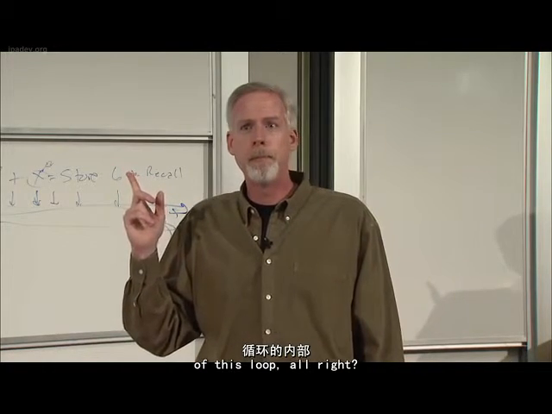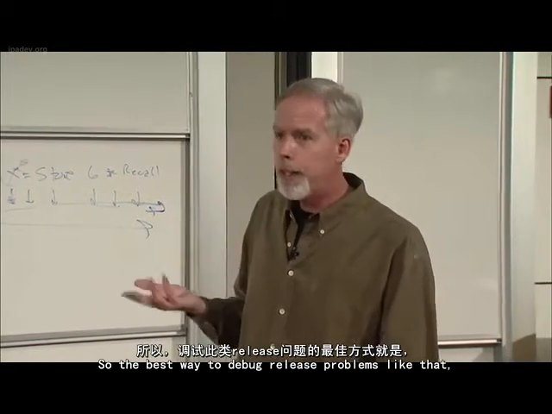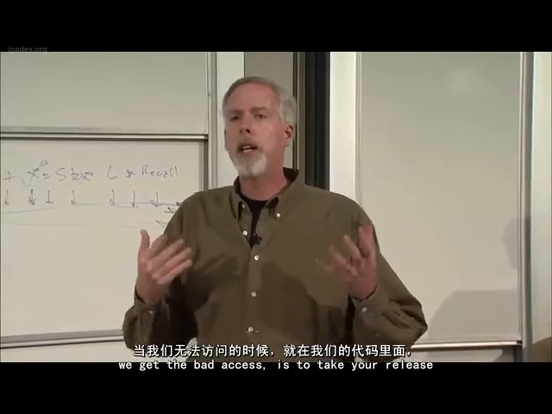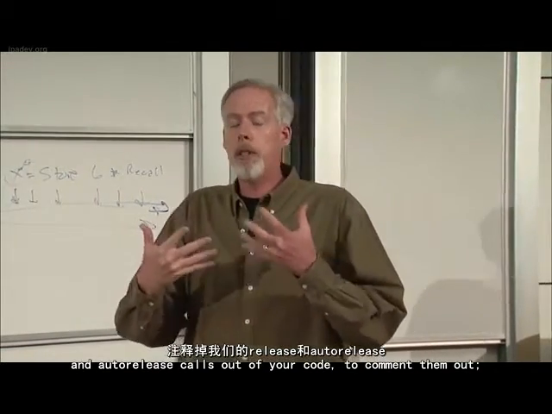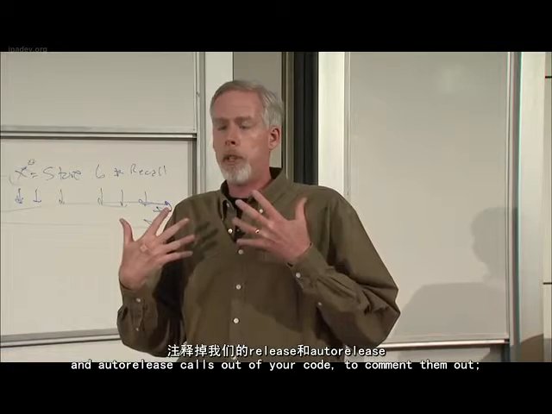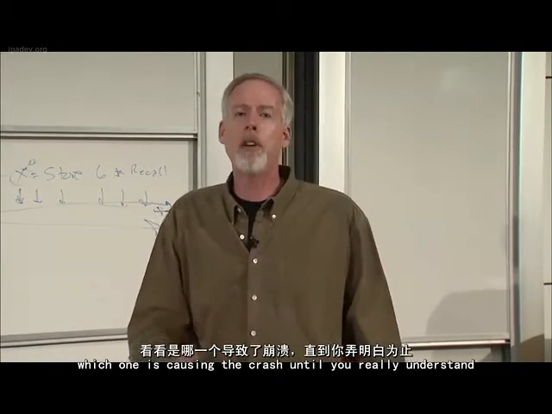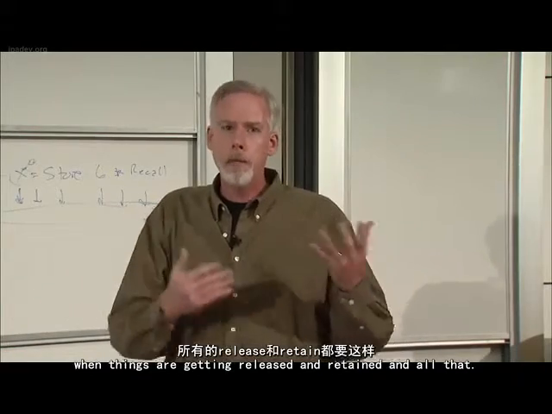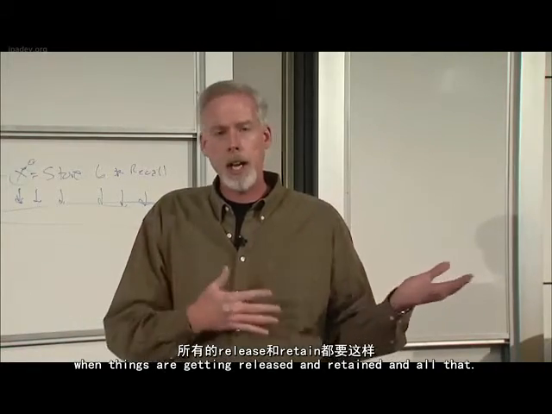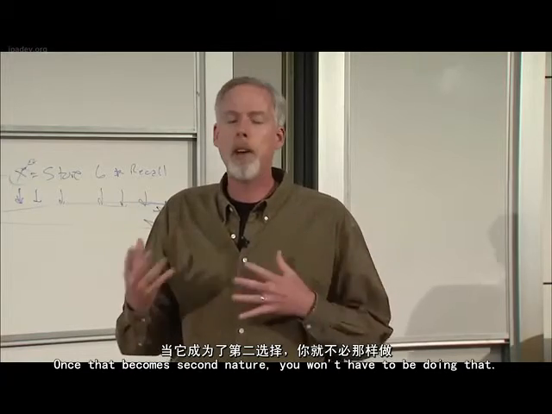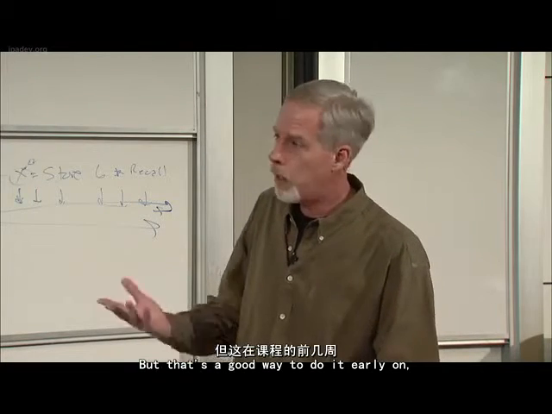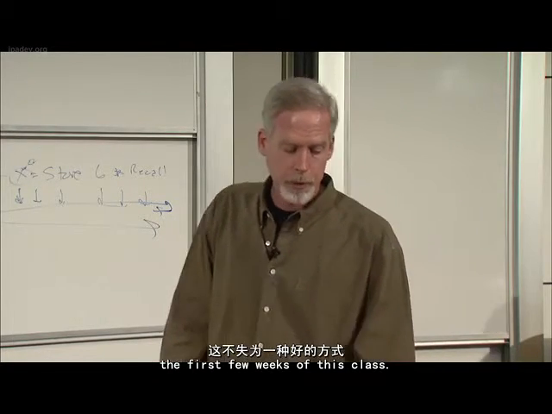So the best way to debug release problems like that, where we get the bad access, is to take your release and autorelease calls out of your code, comment them out, and then put them back in and see which one is causing the crash, until you really understand when things are getting released and retained. Once that's become second nature, you won't have to be doing that. But that's a good way to do it early on, the first few weeks of this class.